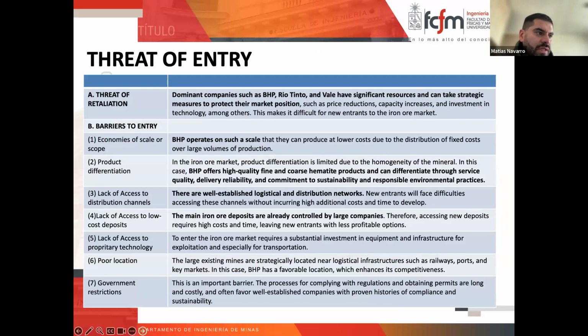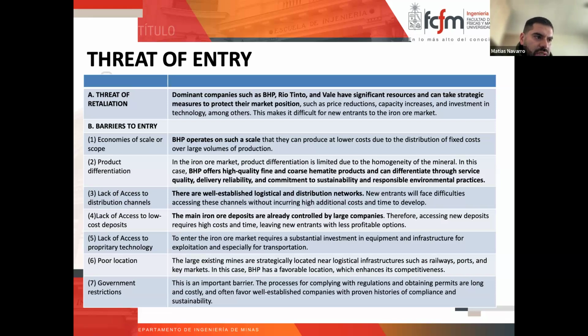So regarding threat of entry, we consider this threat to be low because the barriers to entry in the iron market are high and make it difficult for new competitors to enter. Companies like BHP maintain their dominance thanks to economies of scale, advanced technology, access to the best deposits, and robust distribution networks. The threat of retaliation and regulatory complexities also deter new entrants.